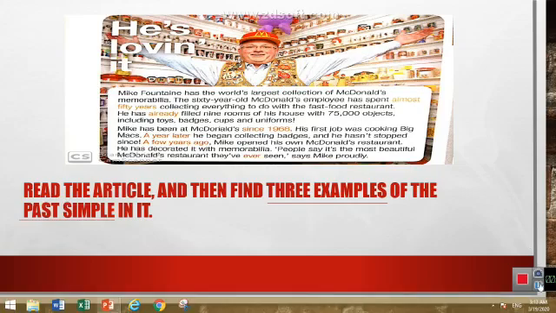Mike has been at McDonald's since 1968. His first job was cooking Big Macs. A year later, he began collecting badges and he hasn't stopped since. A few years ago, Mike opened his own McDonald's restaurant. He has decorated it with memorabilia. People say it's the most beautiful McDonald's restaurant they have ever seen, says Mike proudly.